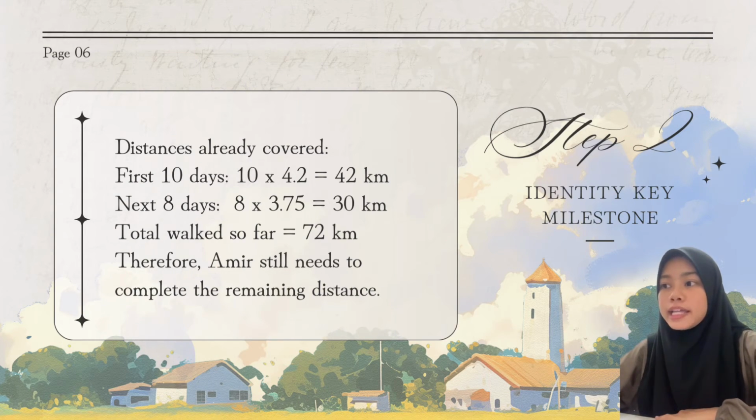Step 2. Identify key milestone. The distance already covered. So in the first 10 days, 10 times 4.2 equals 42 km, and in the next 8 days, 8 times 3.75 equals 30 kilometers. So this means he has completed 72 kilometers so far. Therefore, Amir still needs to complete the remaining distance.